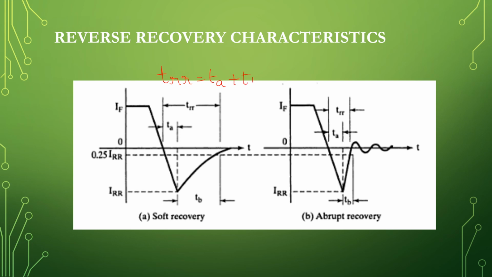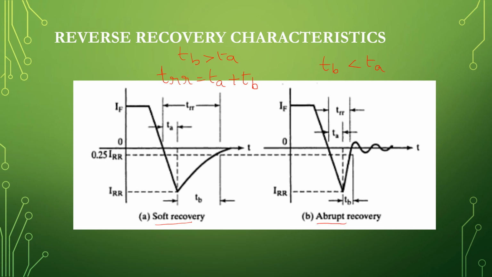So this reverse recovery time TRR is given by TA plus TB. TA is the duration from which the forward current becomes zero until the current has reached its negative maximum. Next, TB is the duration when the current from its negative maximum has become zero. If this TB is greater than TA, then it is categorized as soft recovery. If this TB is less than TA, it is the abrupt recovery or the hard recovery.